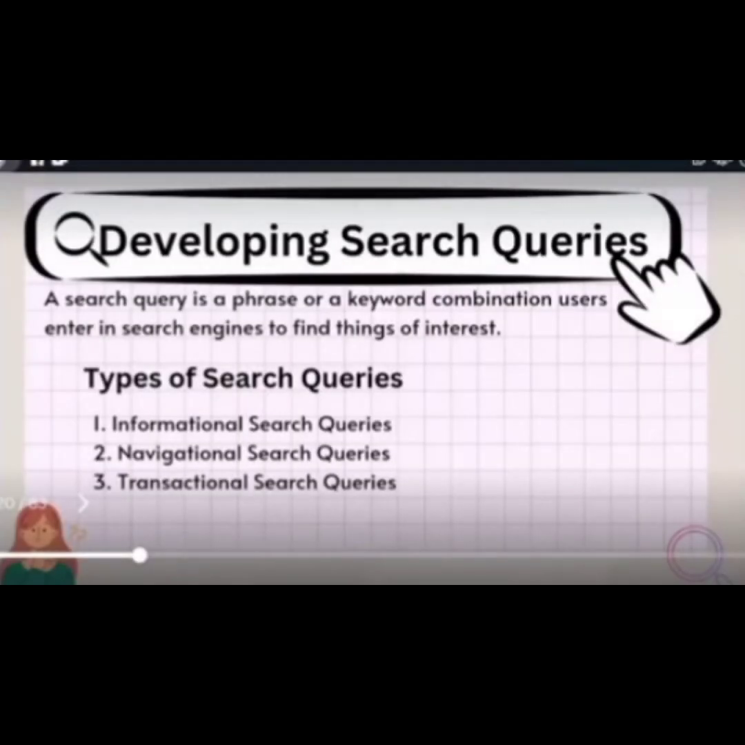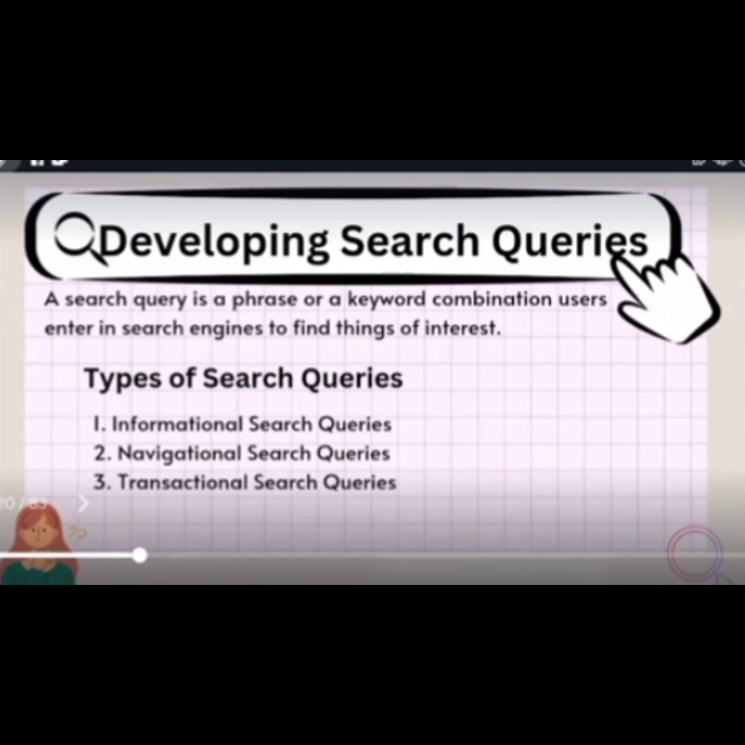Good day, everyone. This is Hannah Asiavado, and my report is all about developing search queries. Do you have any ideas how to develop your search queries, or how to type those phrases or keywords on Google? First, let's define what a search query is. A search query is a phrase or keyword combination users enter in search engines to find things of interest.